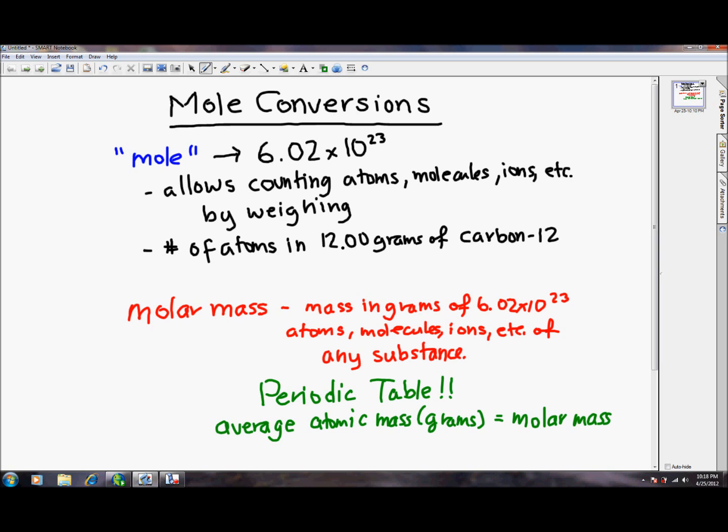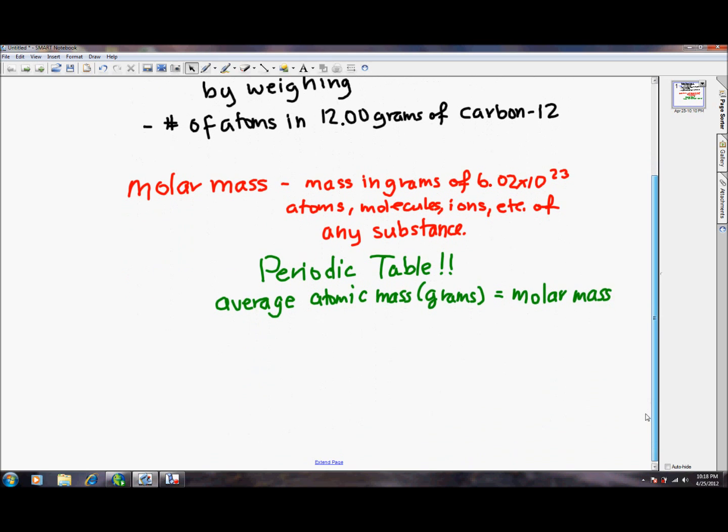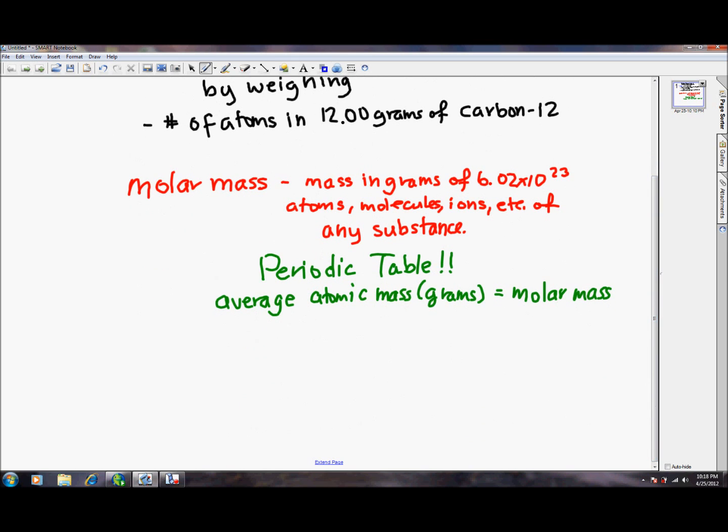So if you take out your periodic table and take a look at some of the elements in the periodic table. For example, if you look at lithium on the periodic table, the average atomic mass of lithium is approximately 6.94 atomic mass units. However, if we have 6.94 grams of lithium, that is 1 mole of lithium atoms, which is the same as 6.02 times 10 to the 23rd atoms.